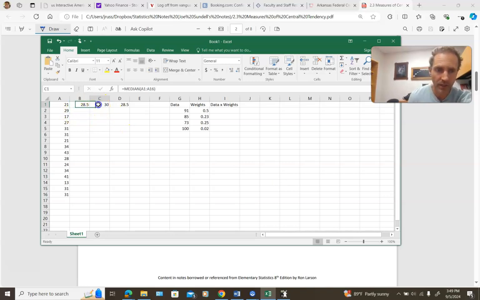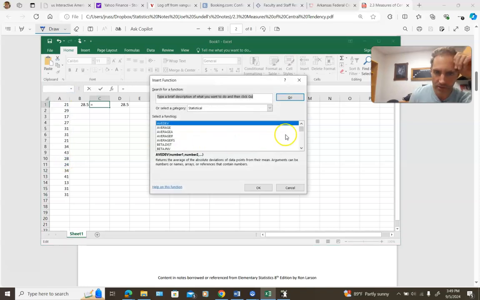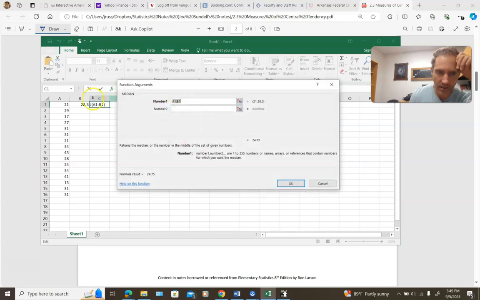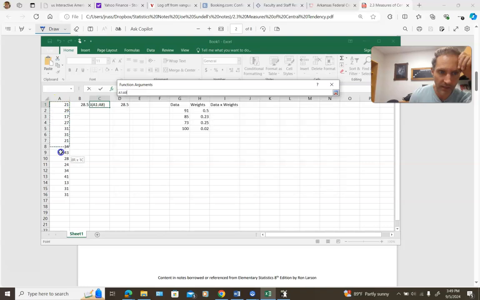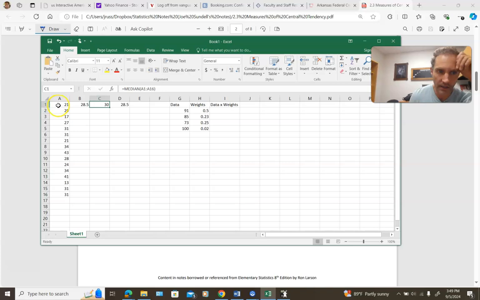And then you could come over here and you could do the same thing for the median. I'm going to delete this so that I can show you again. So I'll hit equals, come back over here, click on more functions, scroll down to where it says median right here, click OK. Do the same thing, drag this over your data and then click OK, and it'll compute the median from all this data, and you can see we get 30 again, don't we?